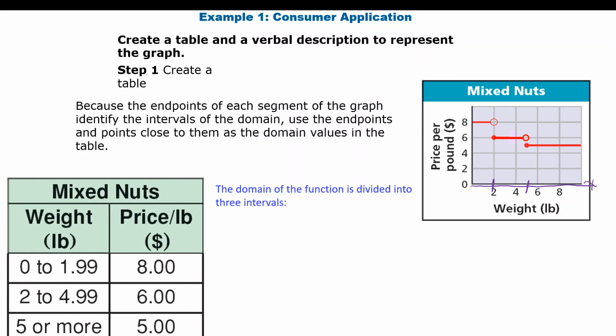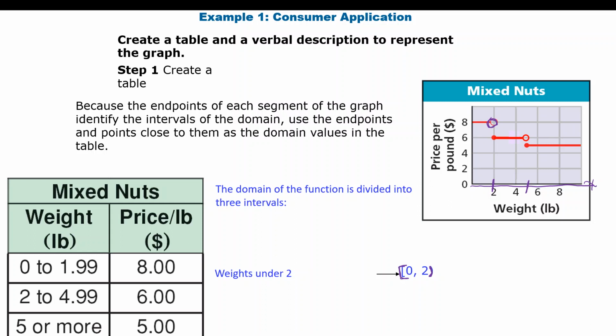So if we put it in the form of a table, we can see our first interval is from 0 to 1.99. Notice I don't go all the way to 2 because it's an open circle there. So the way we would write that interval for that domain is going to be from 0 to 2. And notice 0 is included, but 2 is not included. It's the open circle. So it goes all the way up to 2, but doesn't actually touch 2.